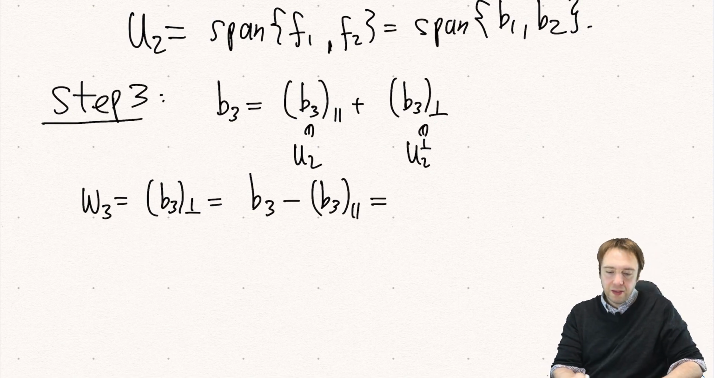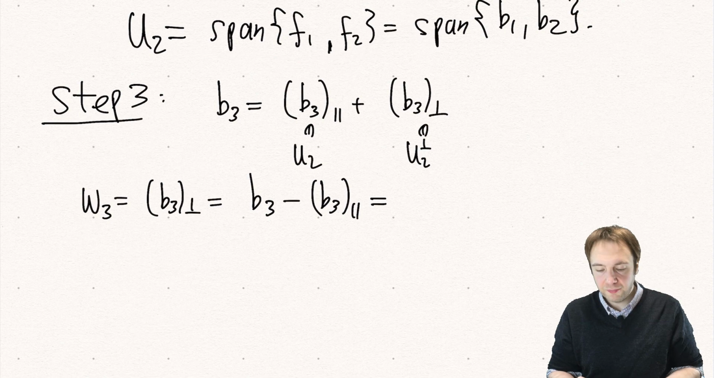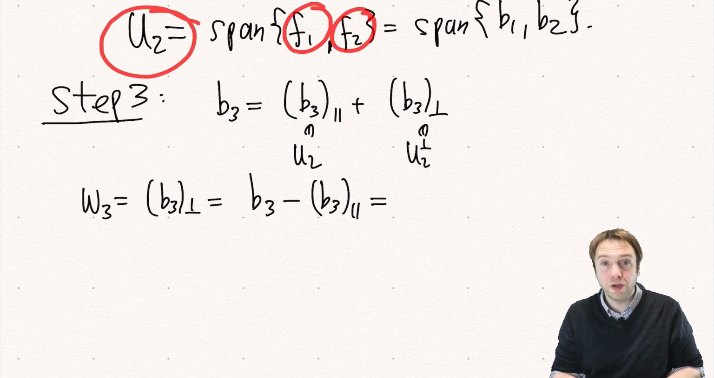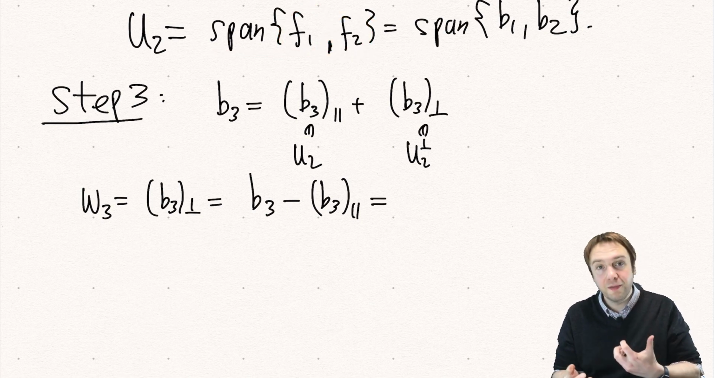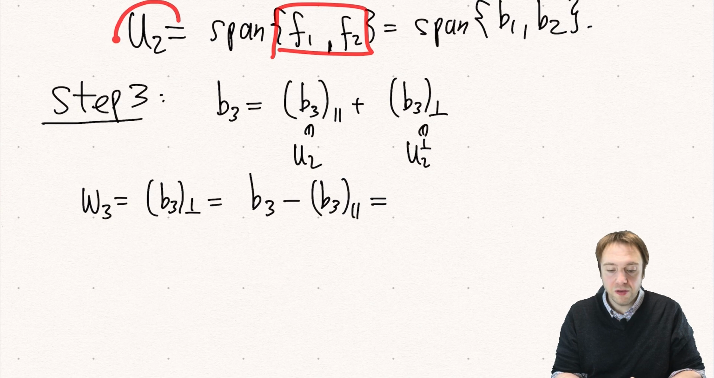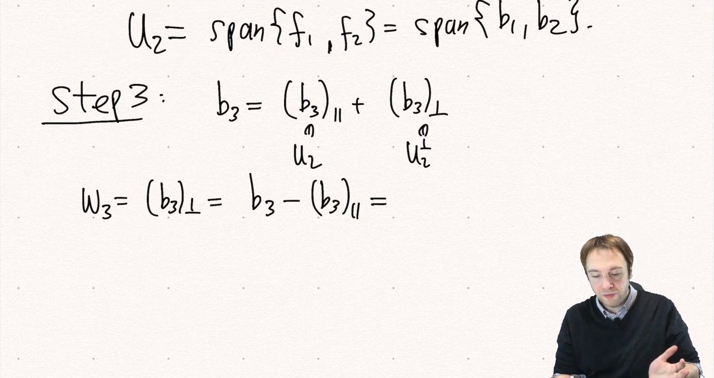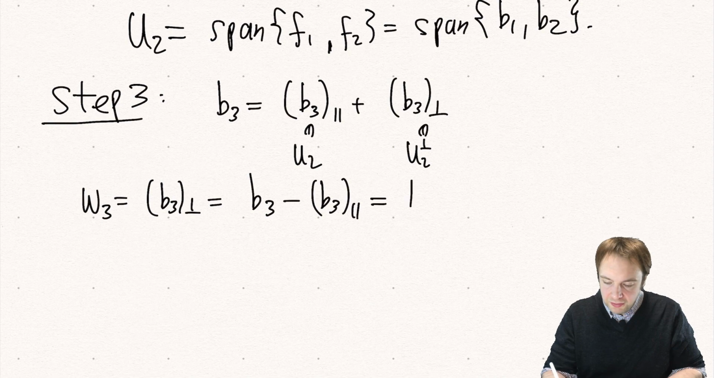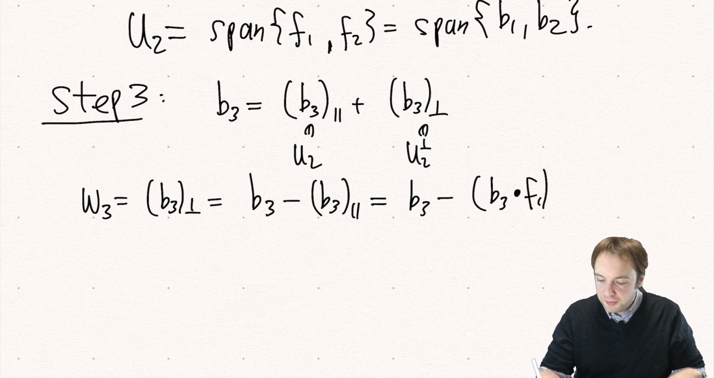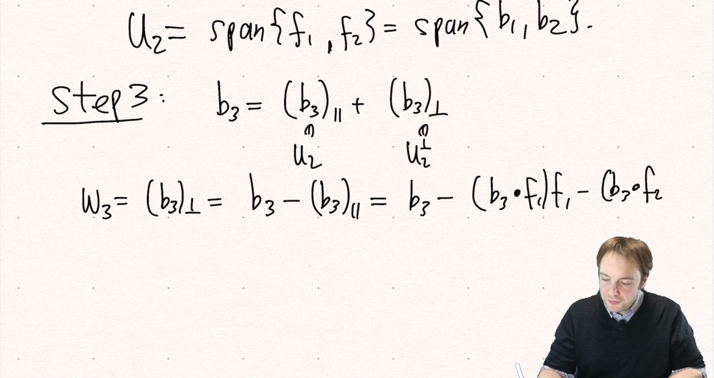But we have an orthonormal basis of U2 given by F1 and F2. They span the space and they are orthogonal, so they are linearly independent, and therefore they form an orthonormal basis of U2. And if we have an orthonormal basis of a subspace, then the formula for this is just given by the sum. So here I can take just the sum of B3 dot product with F1 times F1 plus B3 dot product with F2 times F2.